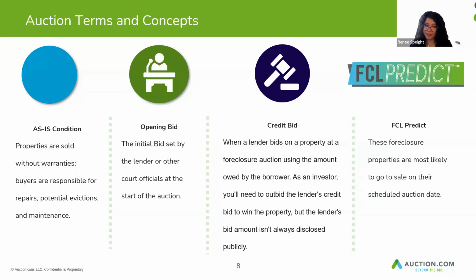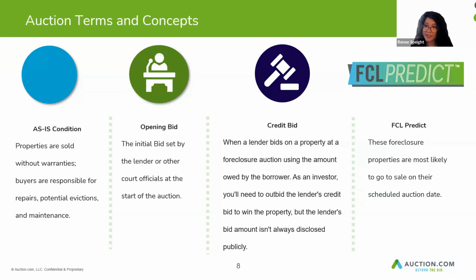When a lender bids on a property at a foreclosure auction, this is the credit bid. It's the amount owed by the borrower. So as an investor, you'll need to outbid the lender's credit bid to win that property. And keep in mind that the lender's bid isn't always known or disclosed publicly.